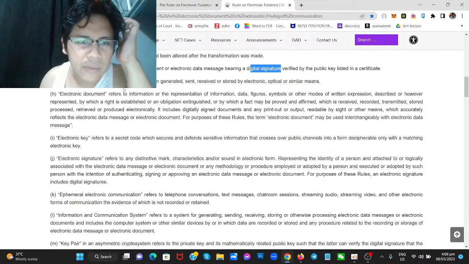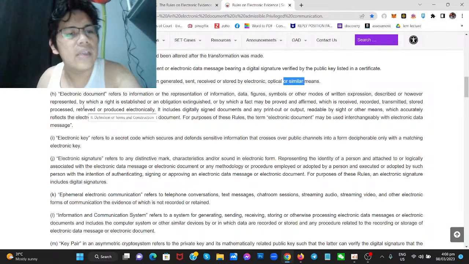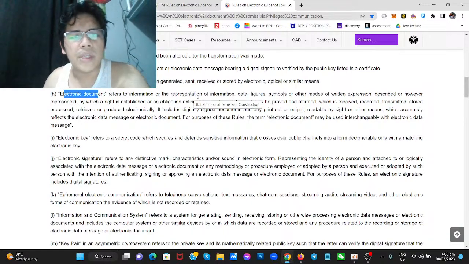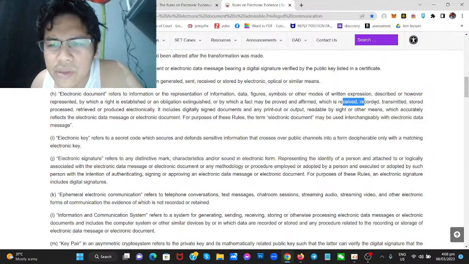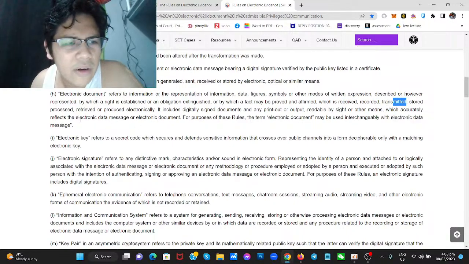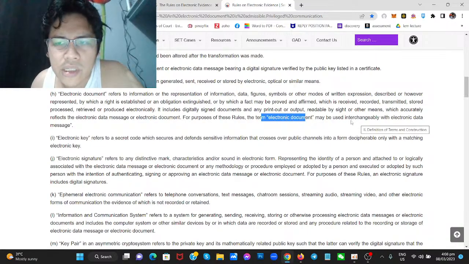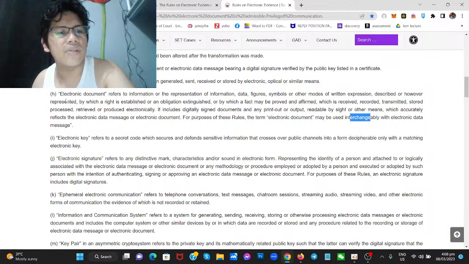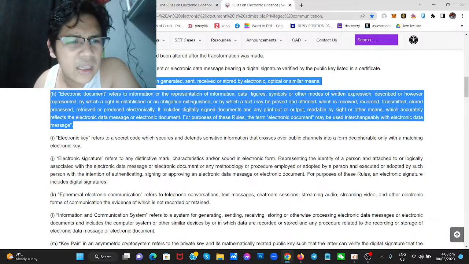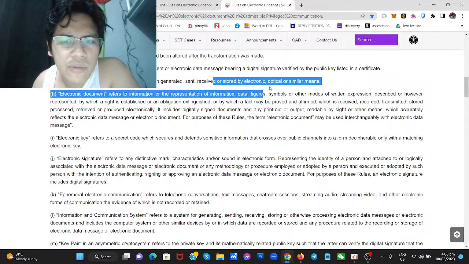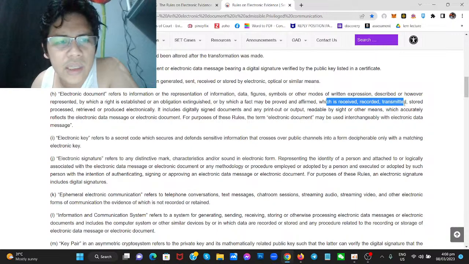Okay. Electronic data message refers to information generated, sent, received or stored by electronic, optical or similar means, probably an email. Electronic document, on the other hand, refers to information or the representation of information, data, figures, symbols or other modes of written expression, received, recorded, transmitted, which reflects the electronic data message. The term electronic document may be used interchangeably with electronic data message. So for the purposes of this act, they are interchangeable. The difference is that the data message is sent, received, or stored by electronic means, and, well, pareho pa rin, which is received, recorded, transmitted.